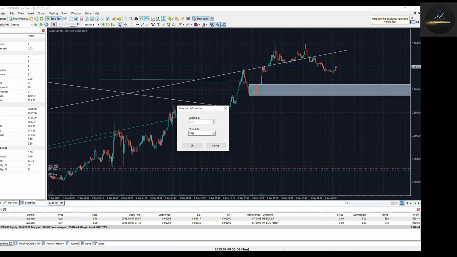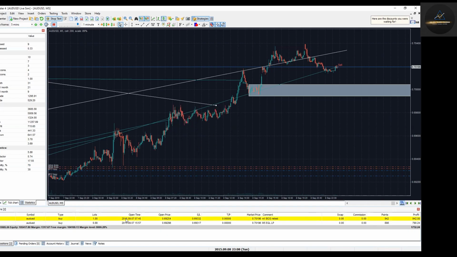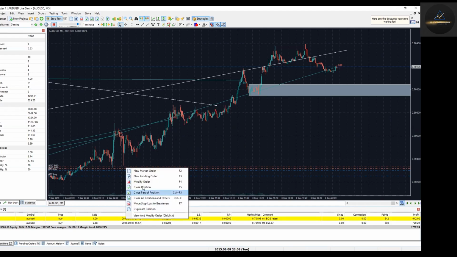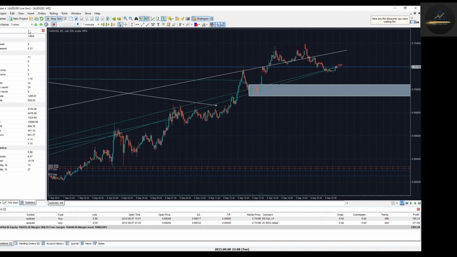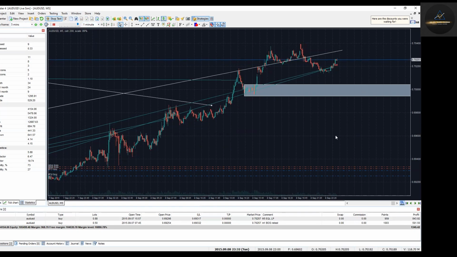Let's say 80 lots, maybe a bit more, 85. Actually, let's be a little bit more aggressive. Let's do about, yeah, no, fine, 90. And the bottom position will close half a lot. Fantastic. All right, let's keep going. Let's keep it moving.